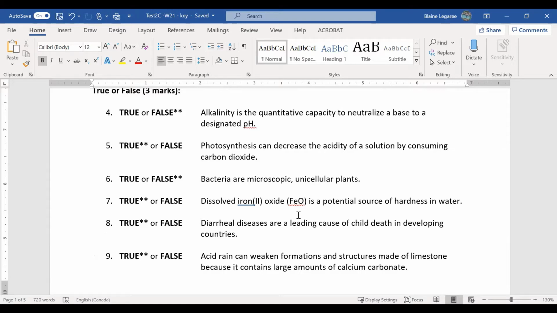6, I think most people had the correct one on that, and 7, I think as well, most people got those 2. And I think 8 and 9 as well, most people got correct. I guess this question should have read, because limestone, just change that, contains large amounts of calcium carbonate, and but I think most people had that as well.